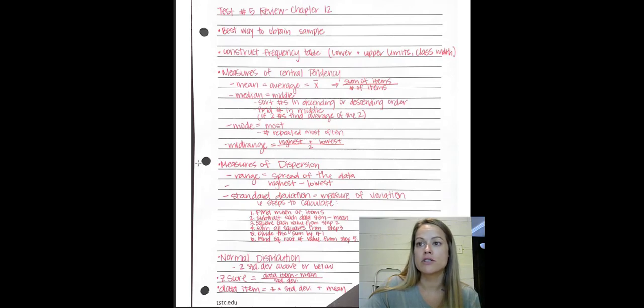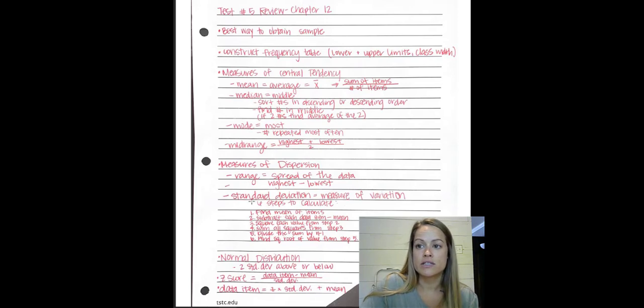Okay, moving on, measures of dispersion. We have the range and the standard deviation. So our range is just the spread of the data. We're just going to take our highest item or highest number and subtract the lowest number, and it tells us the spread of our data. The standard deviation is our measure of variation.